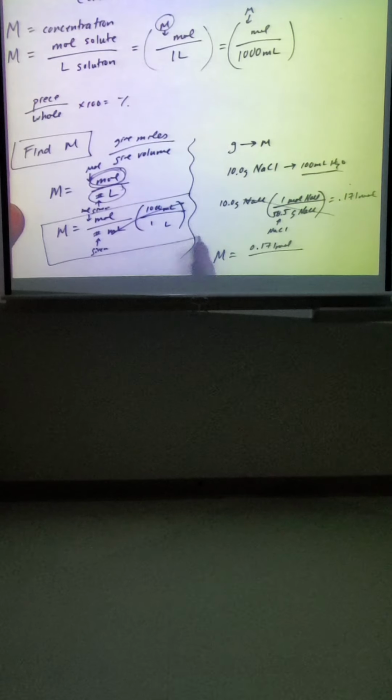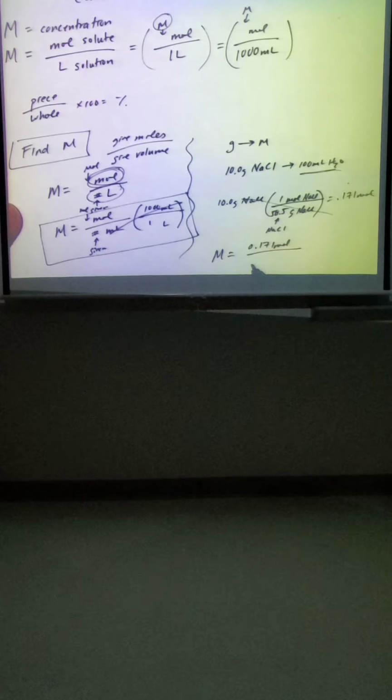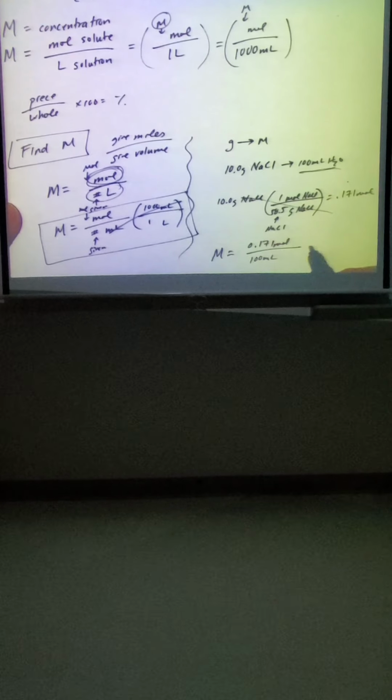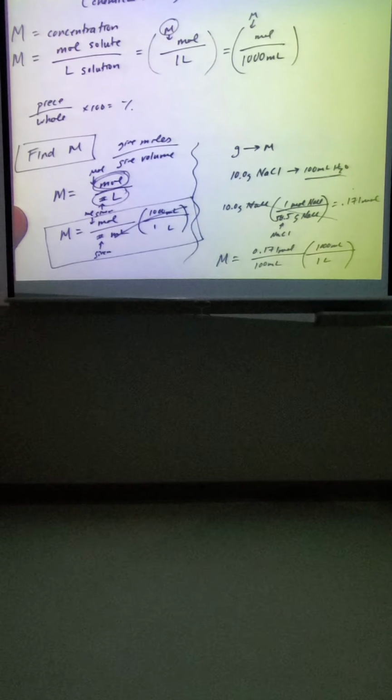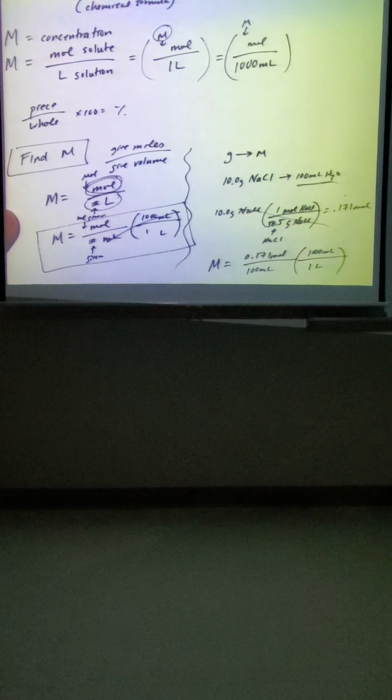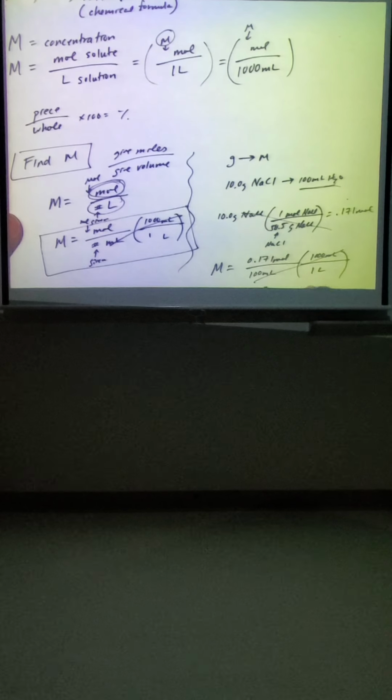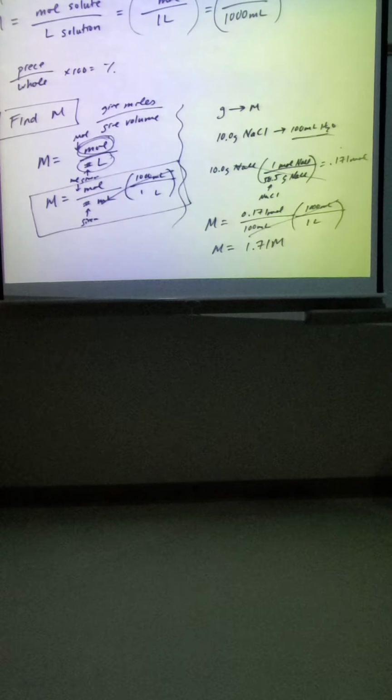So we're going to have to use this setup where we take our milliliters, which in this case was 100, and convert it to liters. So there's 1,000 milliliters in 1 liter of solution. The water will be the volume of our solution with that negligible amount of sodium chloride in it. Cancel. And now we get 0.171 divided by 100 times it by 1,000. Capital M is, could have done that one in my head, 1.71. So that's how you do those kinds of problems, finding capital M.